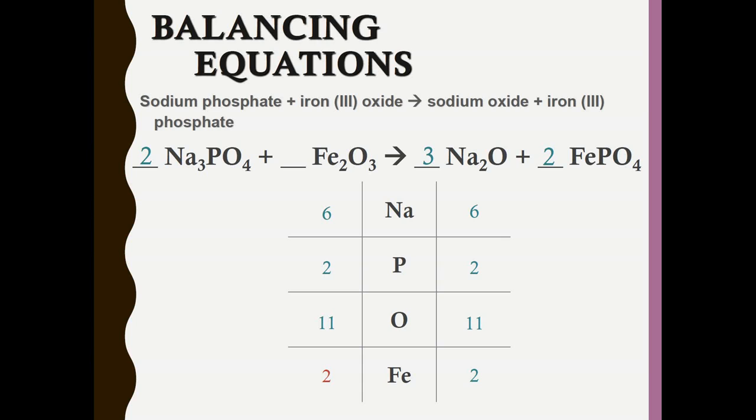So the final answer is going to be 2 Na3PO4 plus 1 Fe2O3 yields 3 Na2O plus 2 FePO4. That is going to be your final answer.